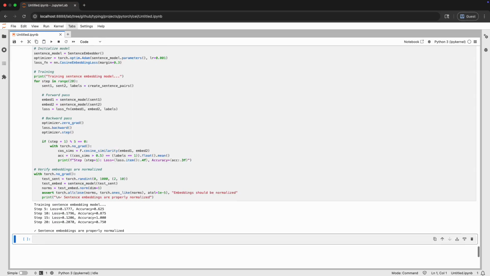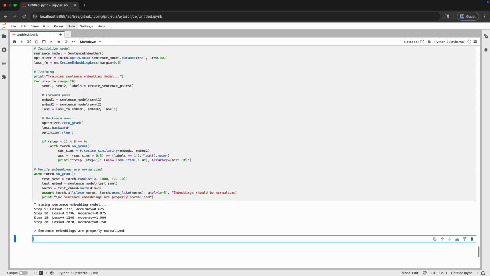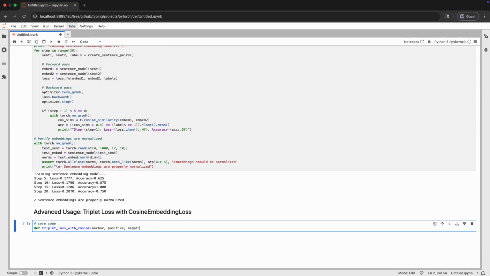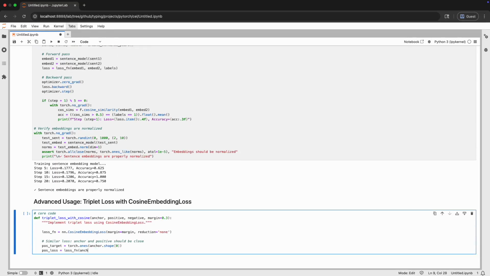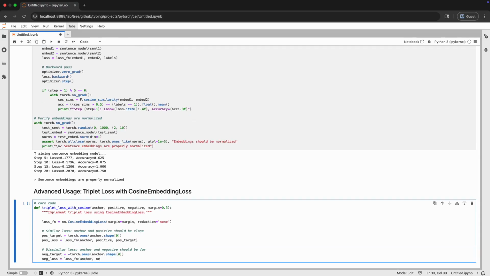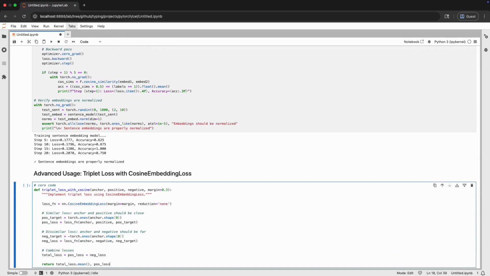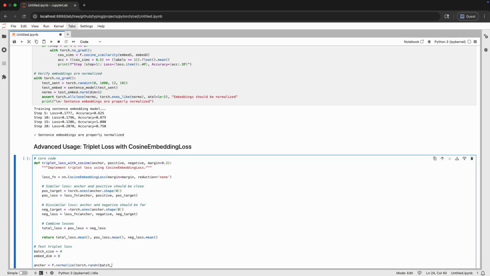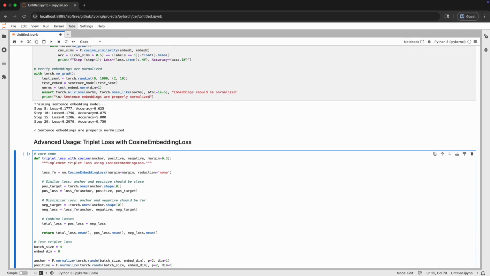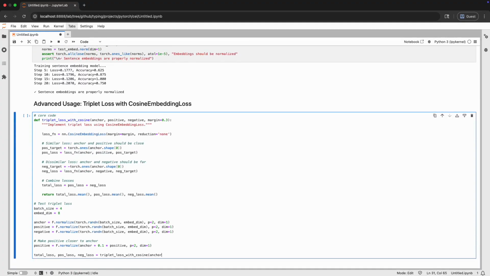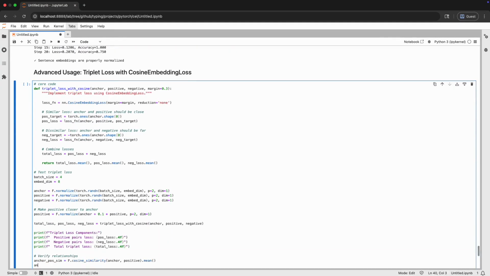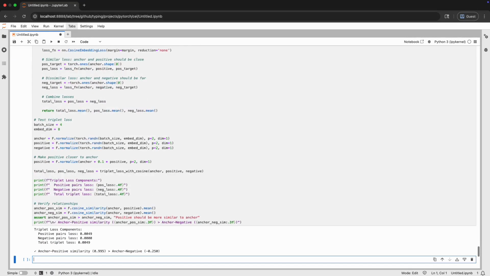Let's explore an advanced use case, showing how to implement triplet loss using cosine embedding loss. Here I'm implementing triplet loss by combining 2 cosine embedding loss calculations. We have an anchor embedding, a positive example that should be similar, and a negative example that should be dissimilar. By combining the losses for both pairs, we create a triplet loss that simultaneously pulls positives closer and pushes negatives away. Perfect! The triplet loss implementation works correctly.